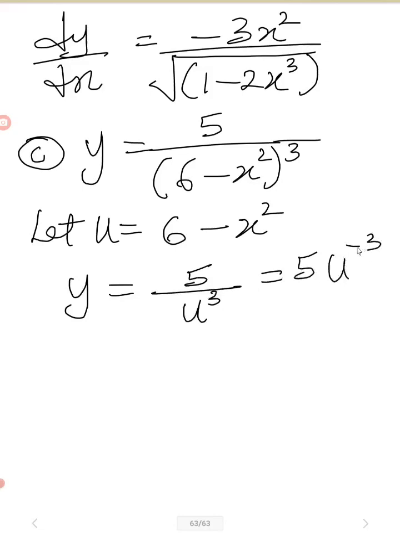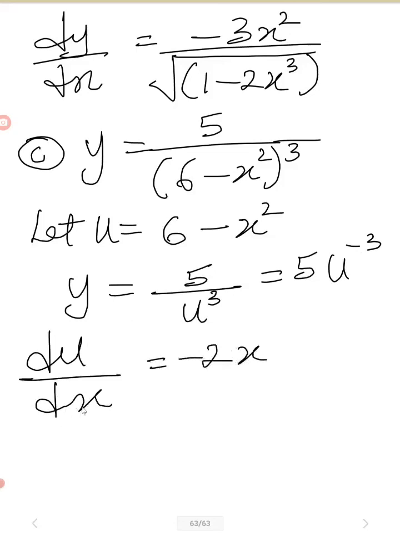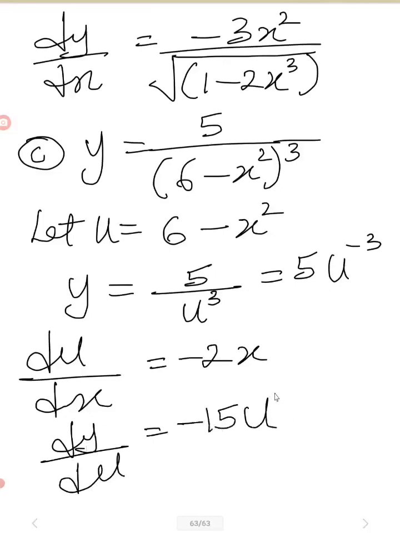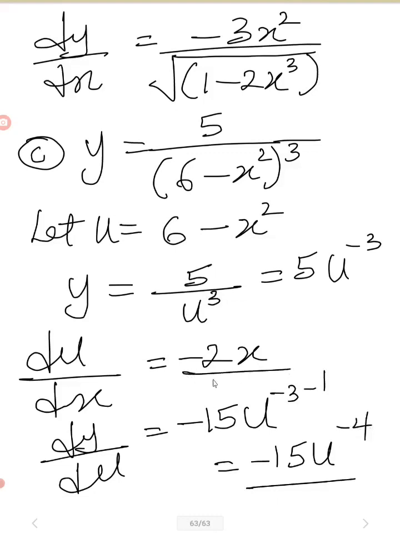So with the help of indices, let's differentiate u with respect to x. It will give you minus 2x. That's all. Now let's differentiate y with respect to u. It gives you minus 15u to the minus 3 minus 1, which will be minus 15u to the minus 4. So we now have the two values: minus 2x and minus 15u raised to power minus 4.